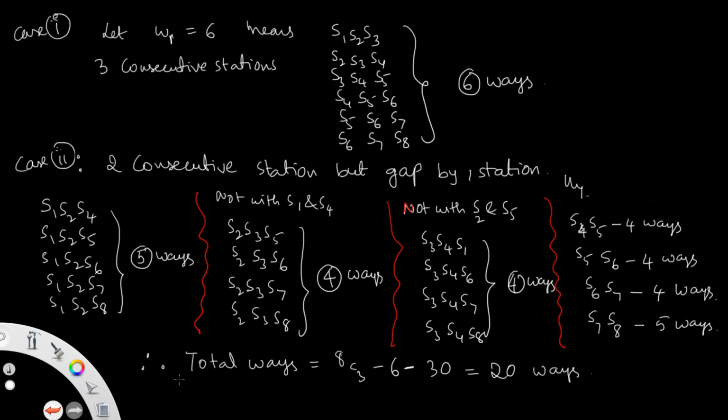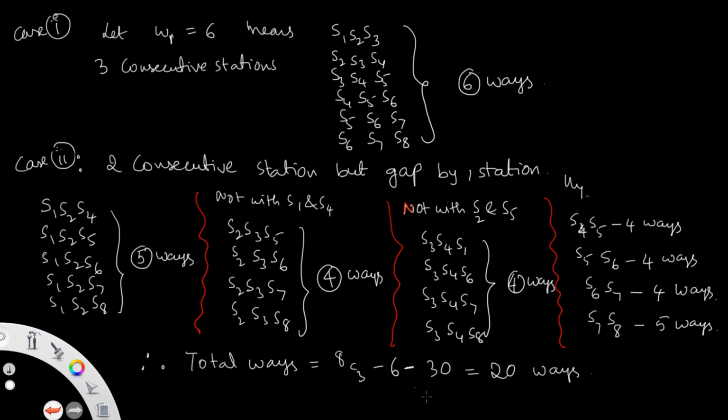Then you get the case where no two of them are consecutive. That is 8C3 minus these 6 ways minus the total value of 30 ways, and the total for no two of them consecutive is 20 ways.